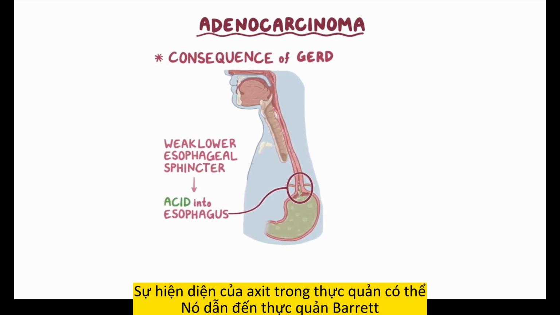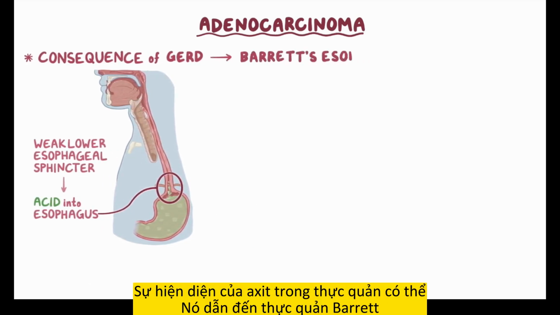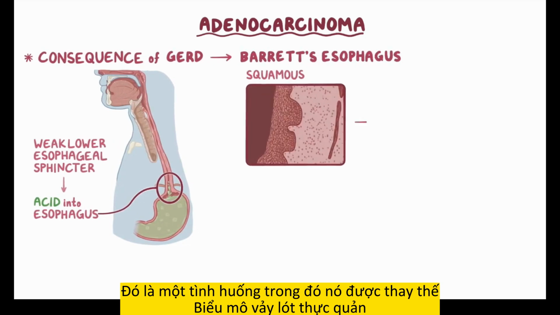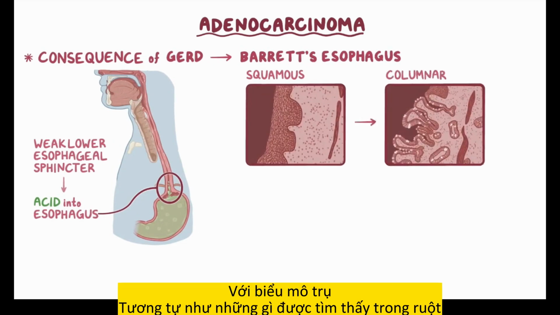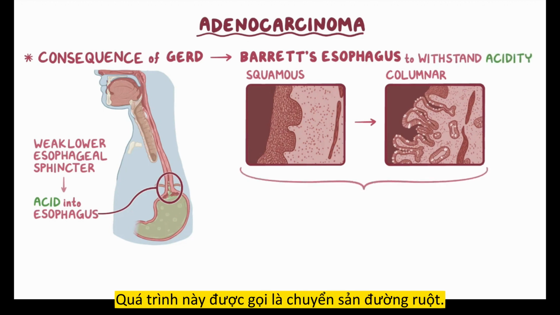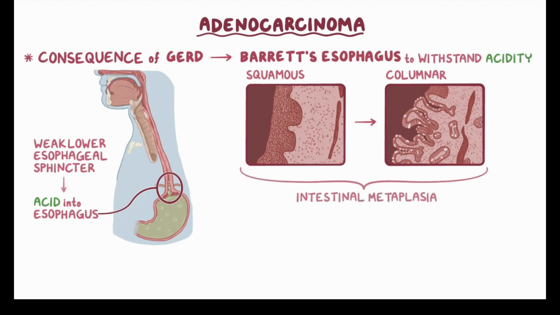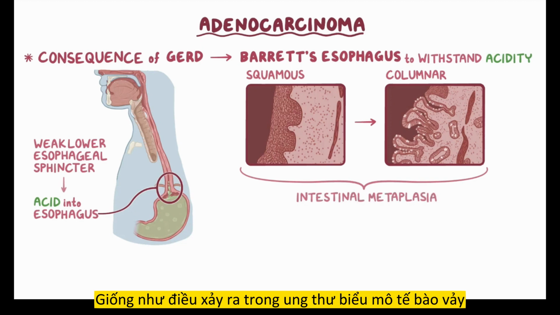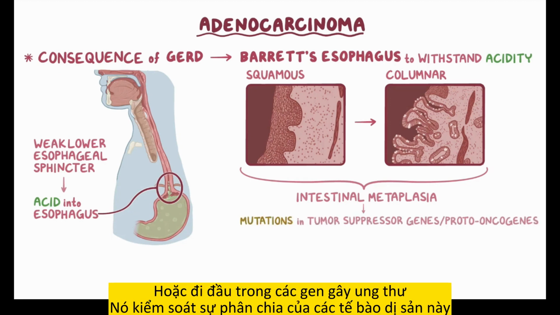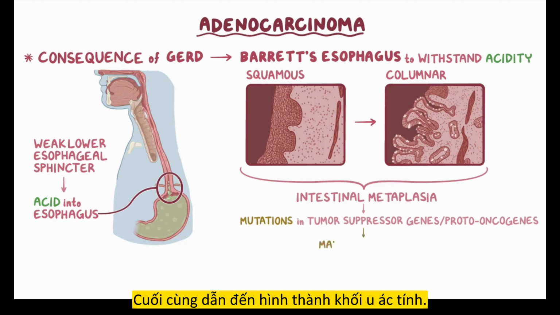The presence of acid in the esophagus can lead to Barrett's esophagus, which is when the squamous epithelium lining the esophagus is replaced by a columnar epithelium, similar to that of the intestines, that's better adapted to withstand the acidity. This process is called intestinal metaplasia. Over time, just like with squamous cell carcinoma, mutations might accumulate in either tumor suppressor genes or proto-oncogenes that control the division of these metaplastic cells, ultimately resulting in a malignant tumor.